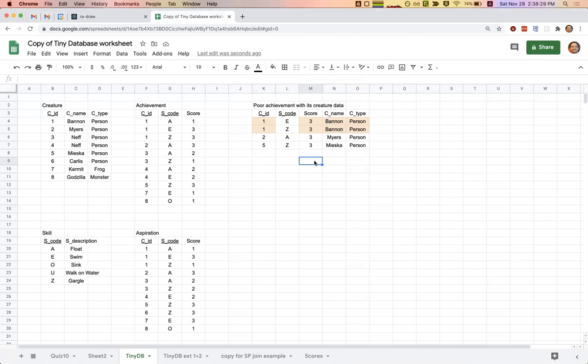Well, it's possible to have these repeats because the matching that we were doing on was not the entire identifier of achievement. It was only the CID part and not the S code. And you can see that within the CID column, you have values like number 1 that repeat. 1A and 1E and 1Z cannot repeat, but 1 can repeat and E can repeat individually. And so if you're only matching on part of the identifier, then the rows of the other relation can match against those multiple times, and that's what's happened here.